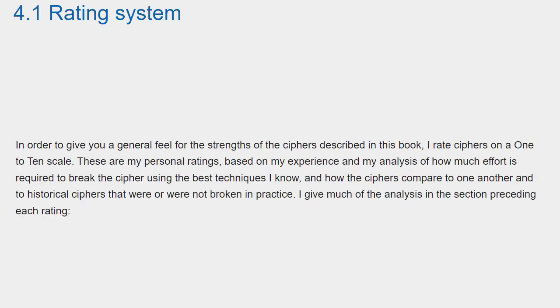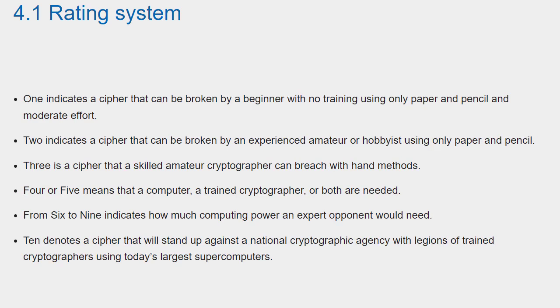Section 4.1. Rating System. In order to give you a general feel for the strengths of the ciphers described in this book, I rate ciphers on a 1 to 10 scale. These are my personal ratings, based on my experience and my analysis of how much effort is required to break the cipher using the best techniques I know, and how the ciphers compare to one another and to historical ciphers that were or were not broken in practice. I give much of the analysis in the section preceding each rating.